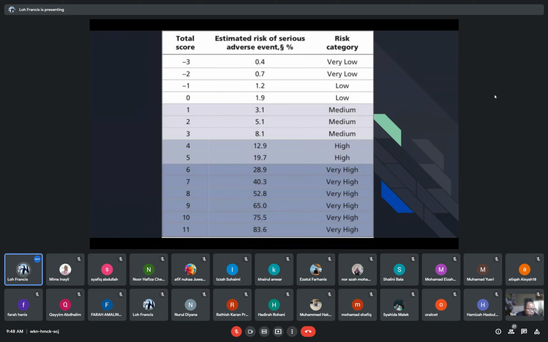From the scoring, minus 3 to 0 is considered low, 1 to 3 as medium risk, 4 to 5 as high risk, and 6 and above is considered very high risk. This study is yet to be validated, and hopefully a validation study will be carried out in the future.